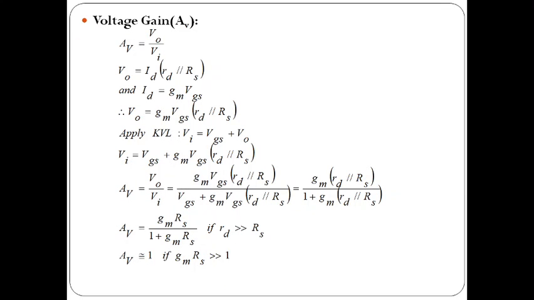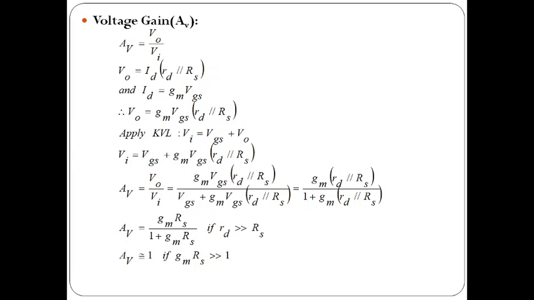Voltage gain, we already know, Av equals V0 by Vi. V0 equals ID into RD parallel to RS, and ID equals gm into Vgs. Replacing the ID value, we can write V0 equals gm into Vgs into RD parallel to RS. By applying KVL, we can write Vi equals Vgs plus V0, which is Vgs plus gm into Vgs into RD parallel to RS.